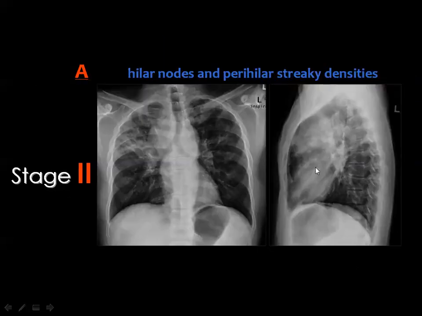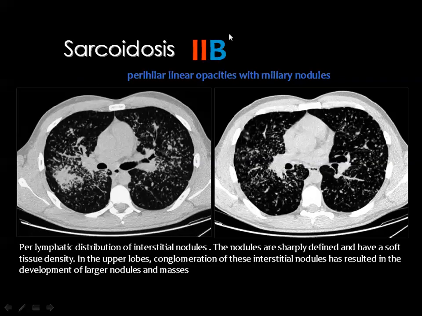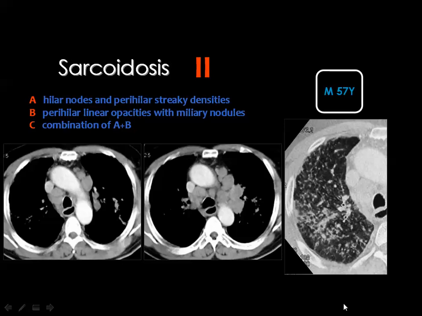Then stage 2, where you see lymphadenopathy and strandy opacities in the lung, and this is stage 2B, where you can see nodes and you see strands and you see perilymphatic miliary shadows or nodules distributed in the perilymphatic distribution. And then if you look here, the stage 2 sarcoid, if you have hilar nodes with streaky opacities, and this is stage A, hilar nodes with streaky opacities and miliary shadows, and this is B, the combination between A and B is stage 2C.